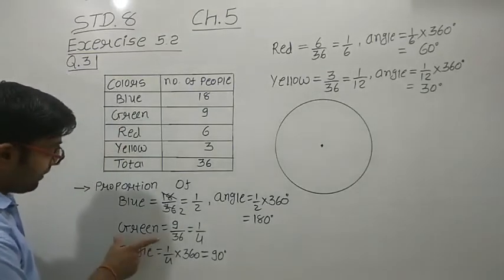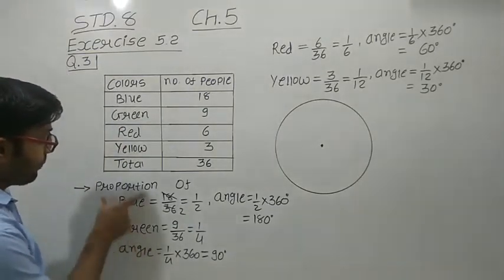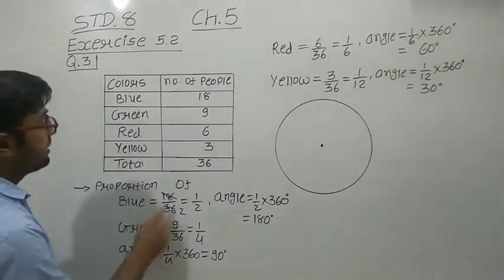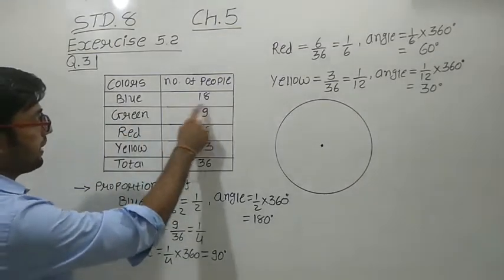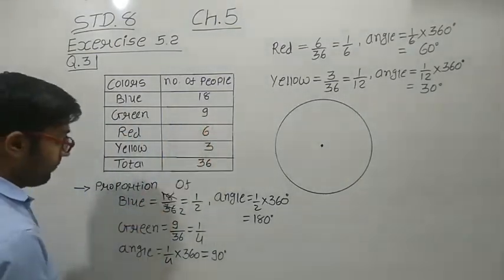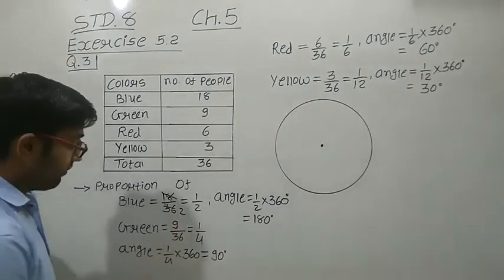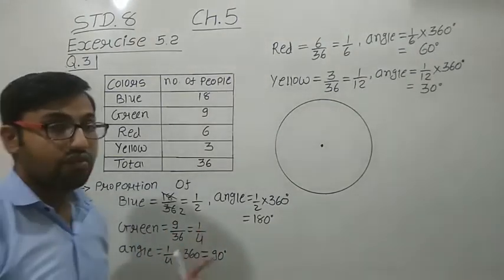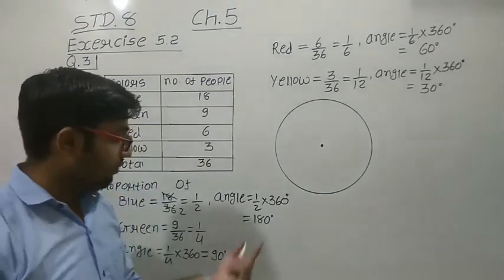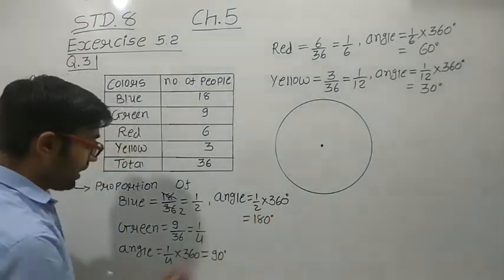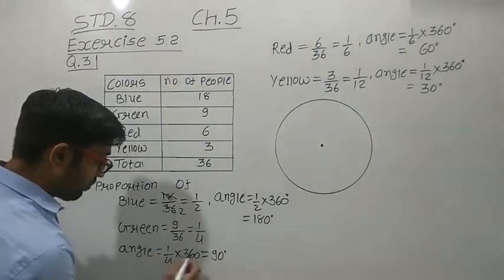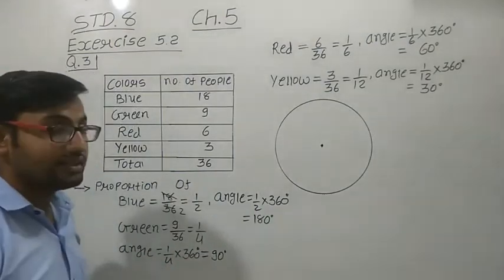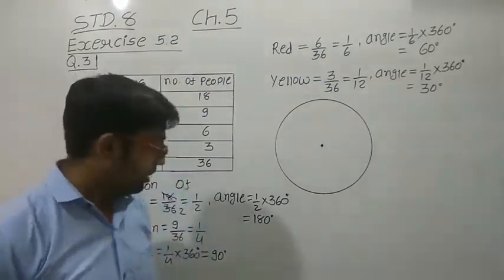Now, in the same way, we can get the proportion of the green color. The number of people who prefer the color green is 9. So 9 upon 36, and we can cut it by 9. 9 4s are 36. We get the proportion 1/4. Now we can multiply it with 360 degrees to get the angle. So the angle we get here is 1 upon 4 into 360 degrees, that is equal to 90 degrees.